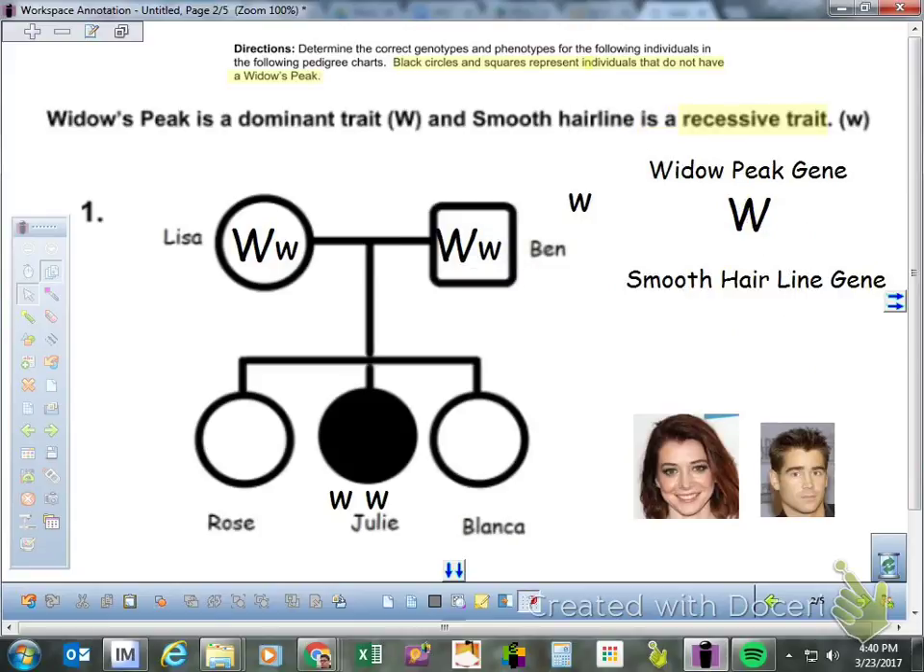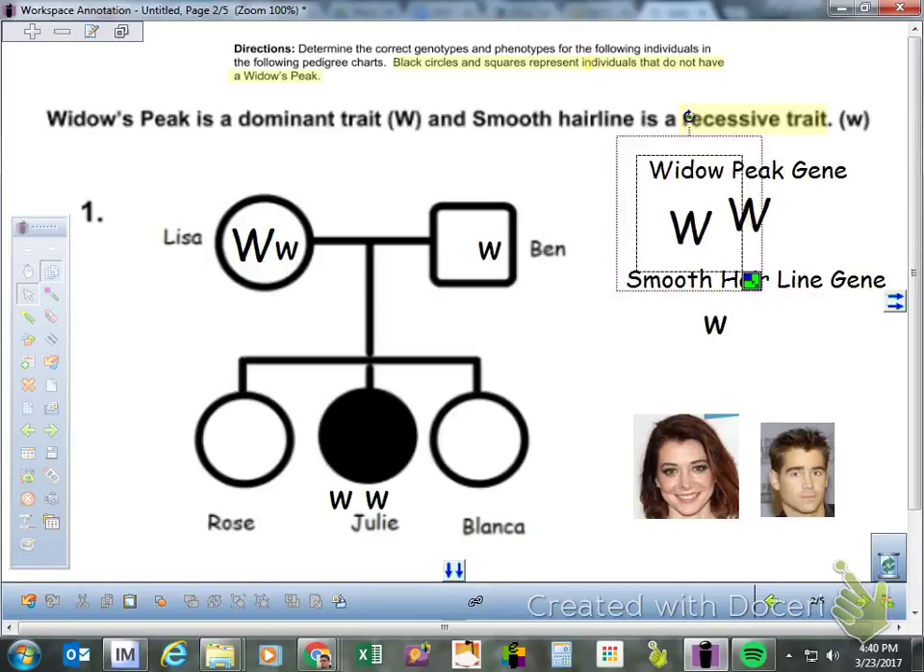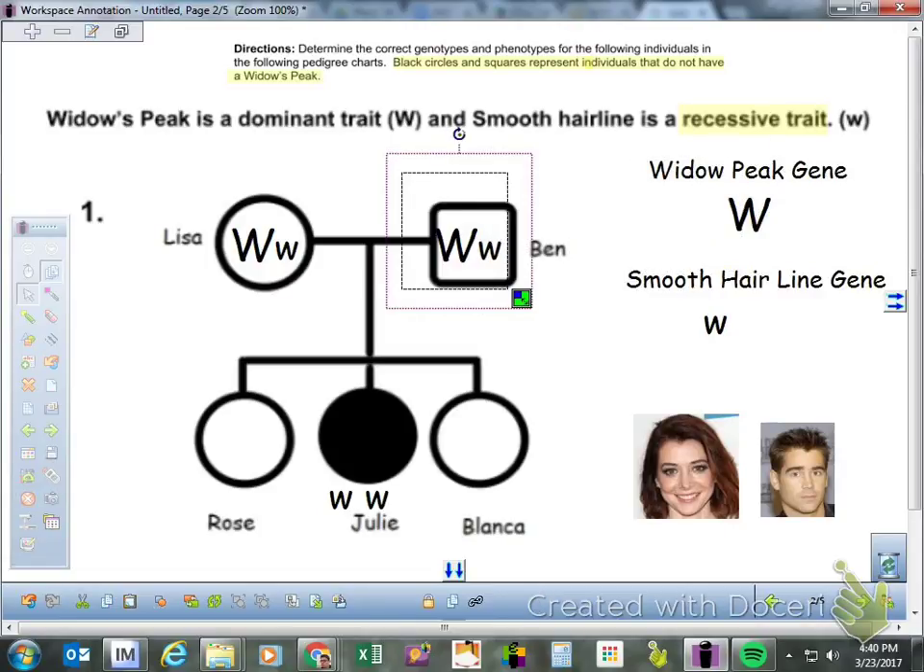Let's take this away, right? And let's put this here. If this was her genotype, then this would be a black square, okay? Okay, so you have to remember that, all right? That the white square means they have the widow's peak, so they have to have at least one of the dominant genes, and so forth and so forth.